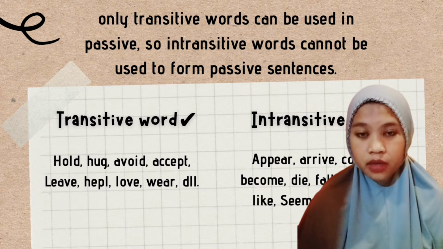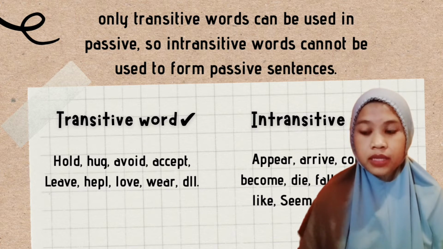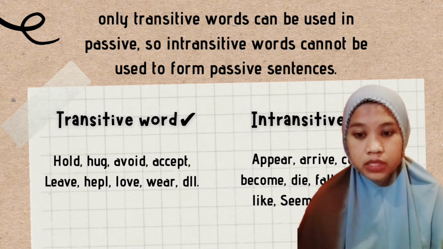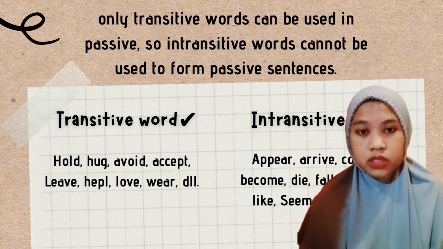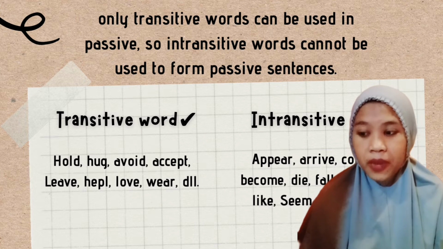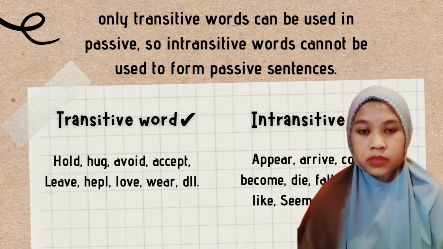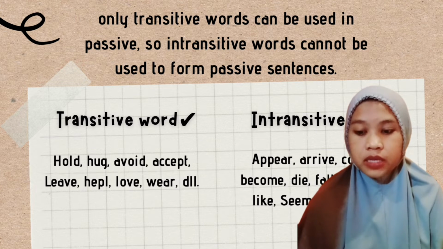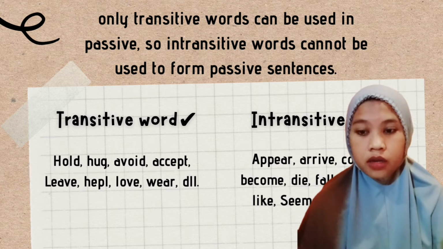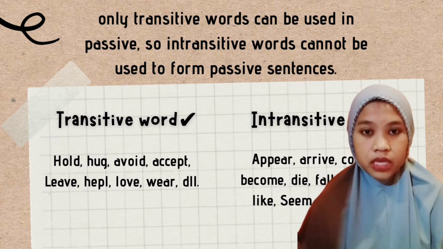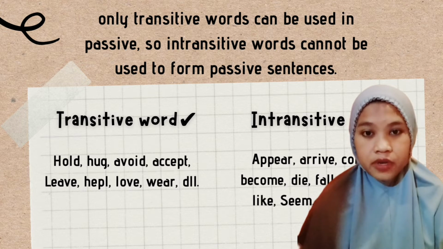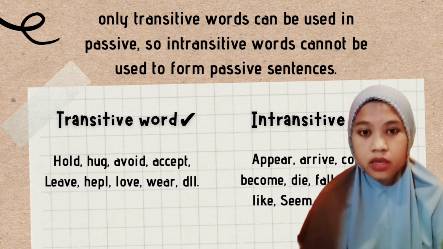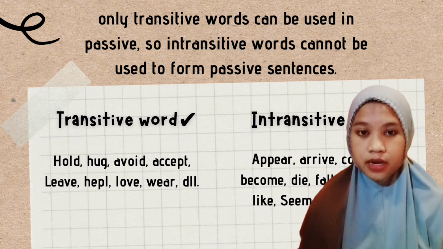And how do we make a passive sentence? Only transitive verbs can be used in the passive, so intransitive verbs cannot be used to form passive sentences. Transitive verbs, for example: hold, hug, avoid, set, leave. And intransitive verbs: appear, arrive, come, become, try, fall, and so on.